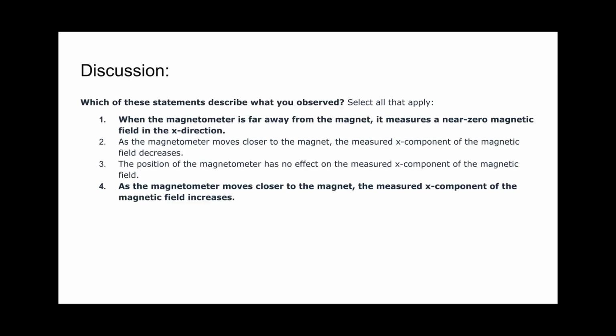And then discussion, the statement that describes what I observed is that when the magnetometer is far away from the magnet, it measures near zero magnetic field in the x direction, and as the magnetometer moves closer to the magnet, the measured x component of the magnetic field increases. That's it. Thank you.